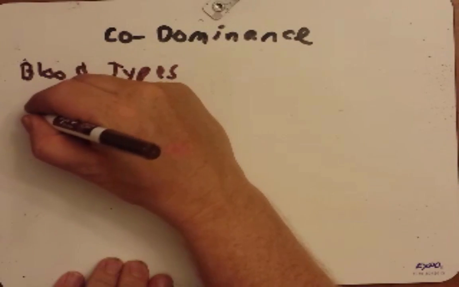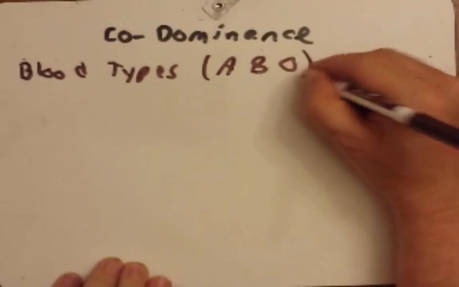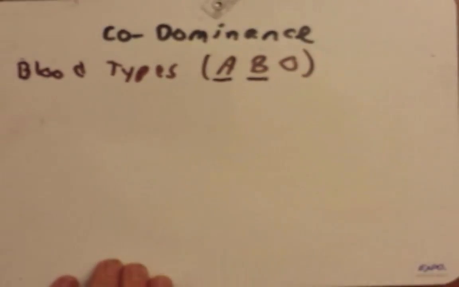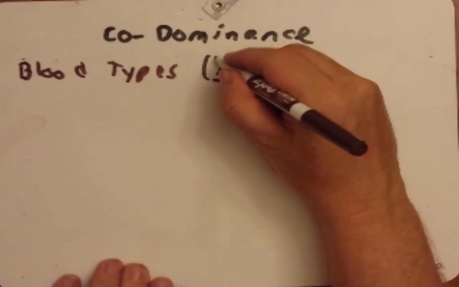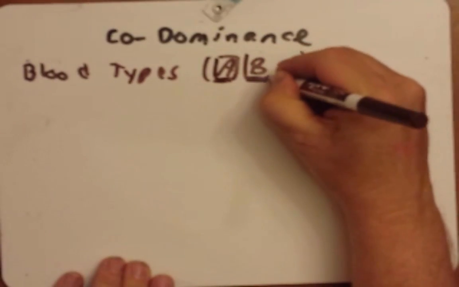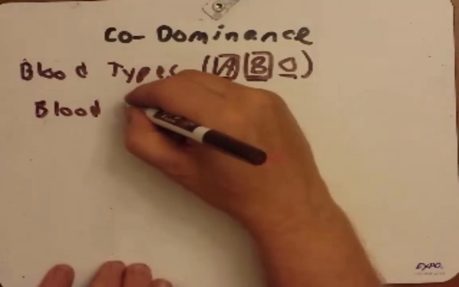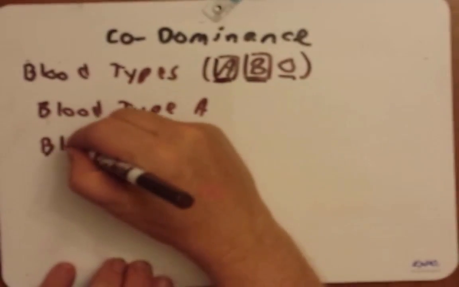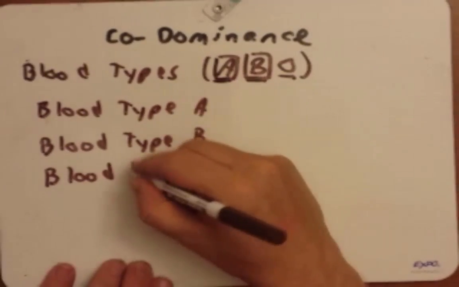And let's talk about blood types. And let's talk about the ABO system in humans. And for now we're only going to talk about A and B. We'll talk about O later when we talk about epistasis. But we're only going to talk about A and B for codominance. Somebody who is blood type A, we'll talk about that person, then we'll talk about somebody who is blood type B, and then we'll talk about somebody who is blood type AB.